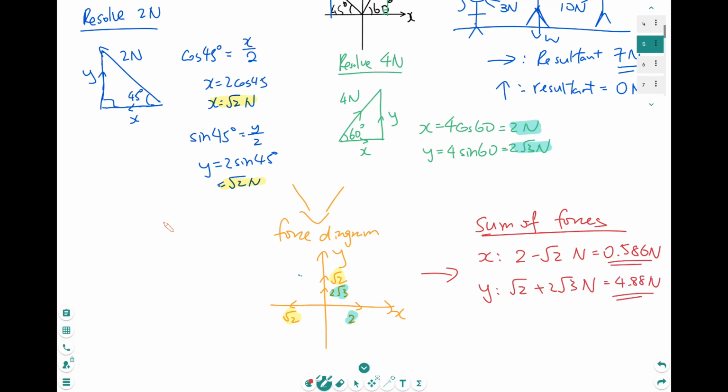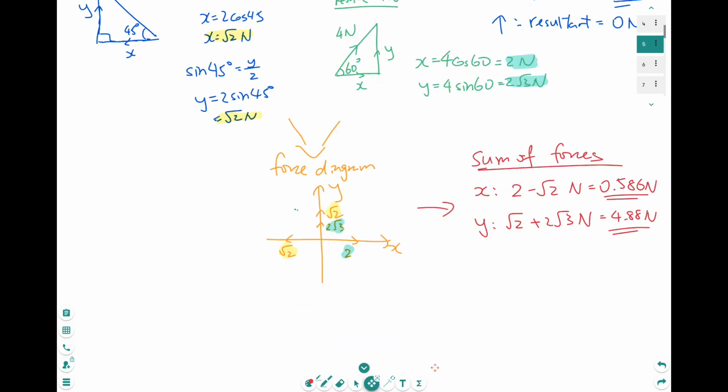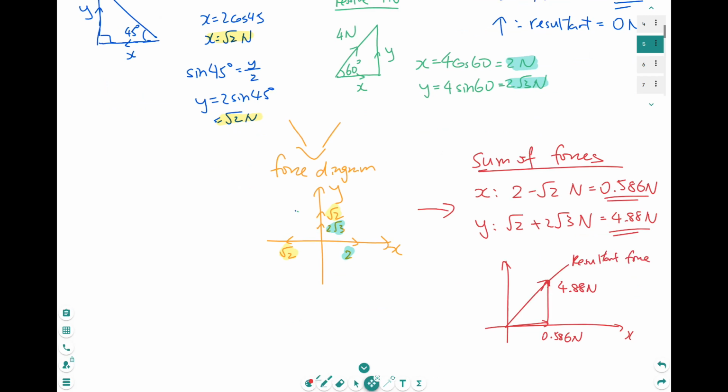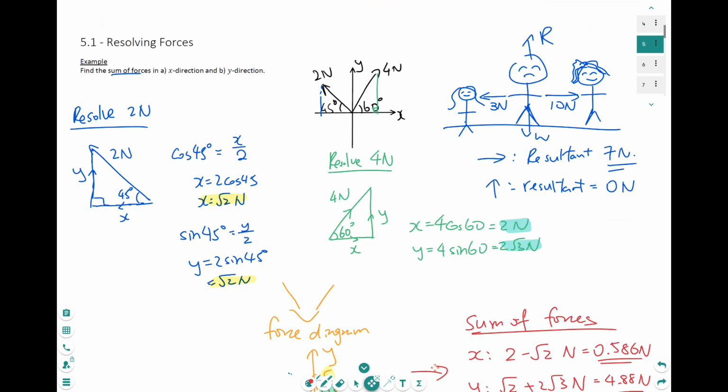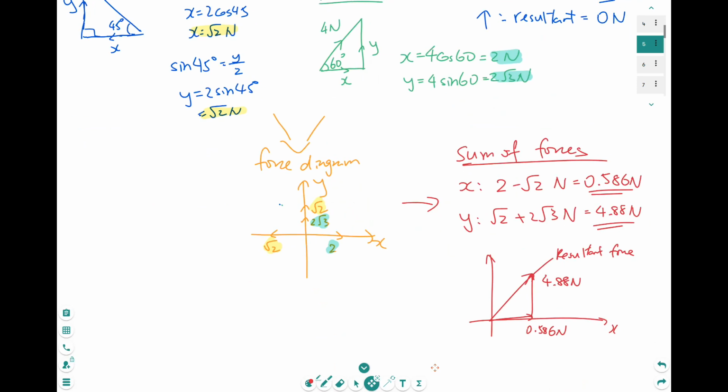So that's the answer you need, okay? But I'll also explain what it means in the context of a question. What it means in context is the ultimate winner. So let's say we've got x and y in here again. We're going to the right by 0.586 Newton and going upwards by 4.88 Newton. So that's the resultant force. This is the overall resultant. So in other words, after the 2 Newton pulling you left at an angle of 45 degrees and 4 Newton pulling you to the right by 60 degrees, your overall resultant force is going to the top right by 0.586 Newton in x and 4.88 in y. All right, so that's the overall resultant.